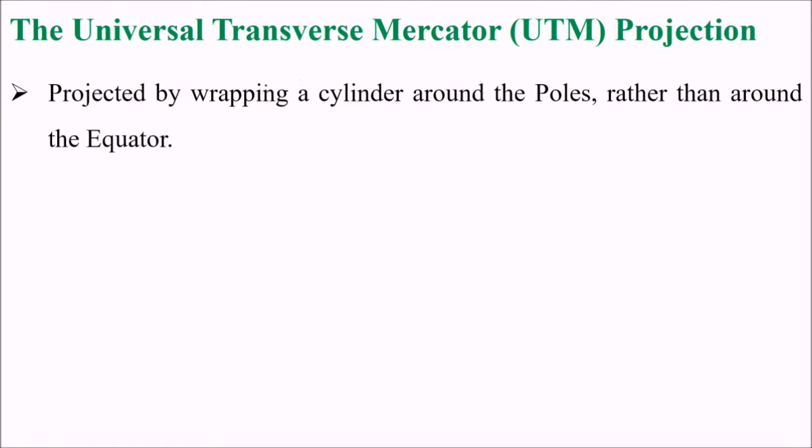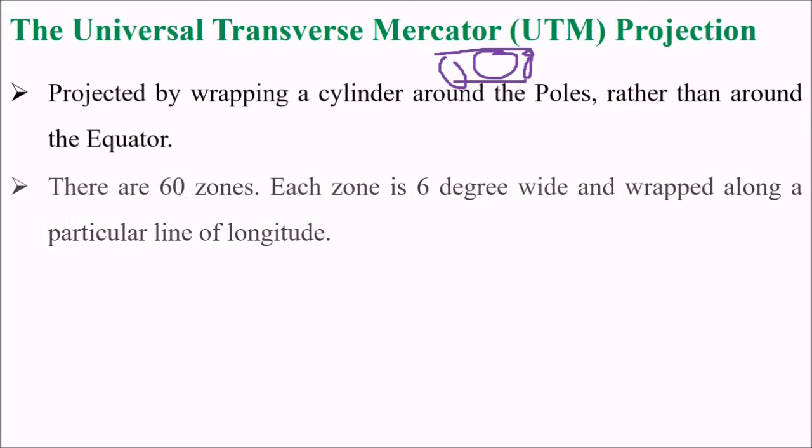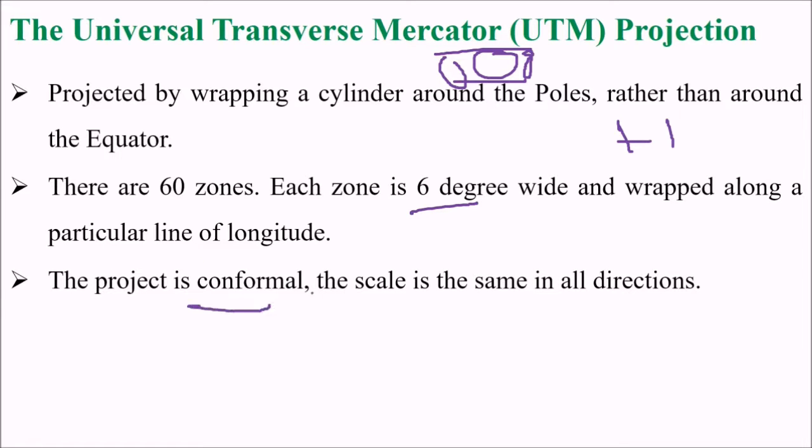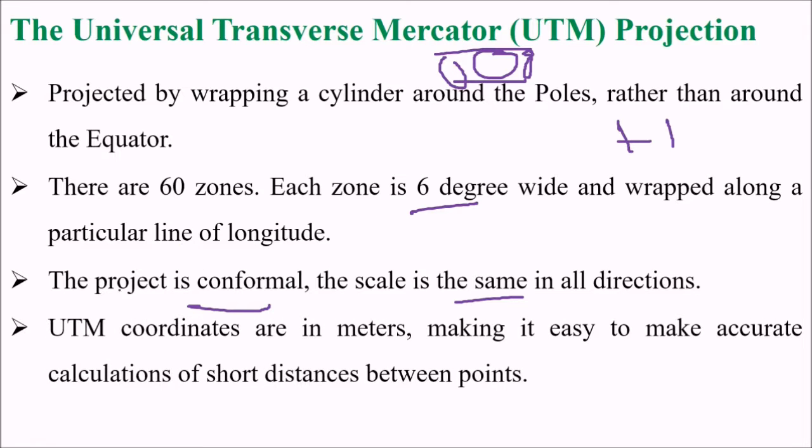UTM is projected by wrapping a cylinder around the poles like this, rather than around the equator. There are 60 zones, each 6 degrees wide and wrapped along a particular line of longitude. The projection is conformal, and the scale is the same in all directions. The UTM coordinates are in meters, making it easy to accurately calculate the short distance between points.